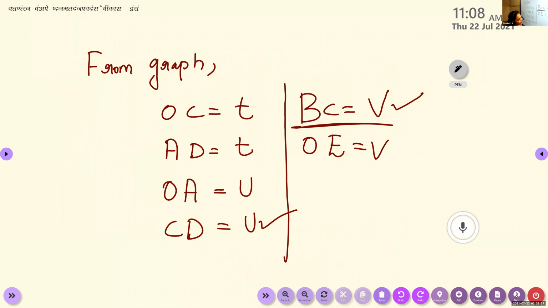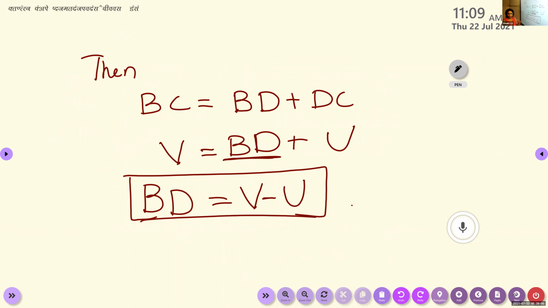Okay. Then we start with the side BC. The length BC is divided into two, that is, BC is given by BD plus DC. From the graph, we know that BC is the final velocity V. We don't know the value of BD, so we write BD as it is. Then the next term is DC, and from the graph, we know that DC or CD is equal to initial velocity U. From this equation, we form a relation for BD. BD is equal to V minus U.